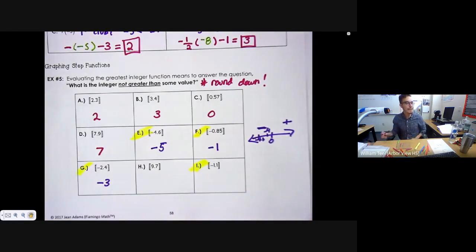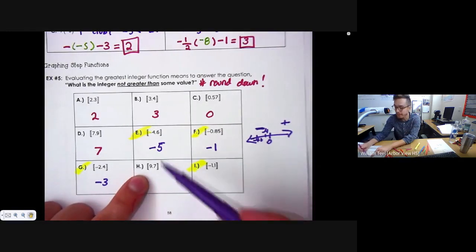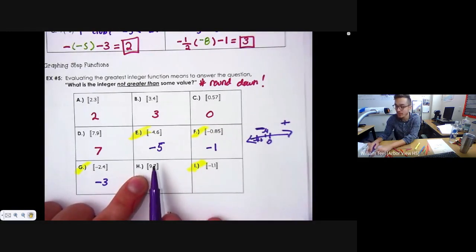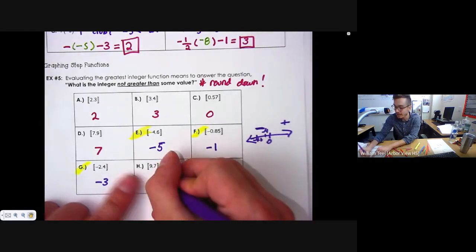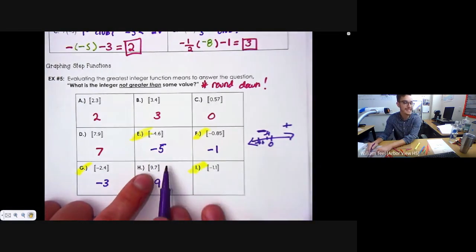Now, part H, we're going back to positive numbers. Thank goodness. Whew, take a breath. What is the greatest integer of 9.7? Once again, if we're looking at the greatest integer, what is the integer that is not greater than 9.7? That means we're rounding down to 9 because 9 is more to the left on the number line than 9.7.